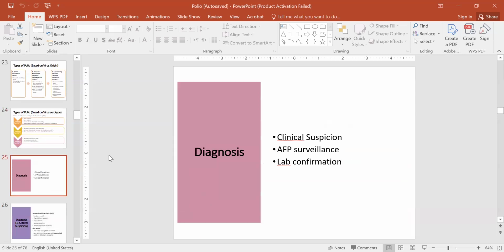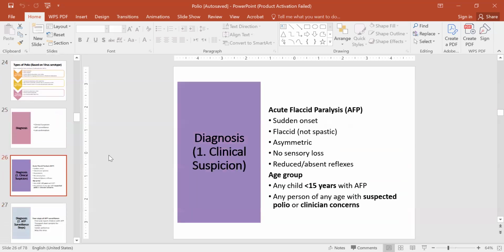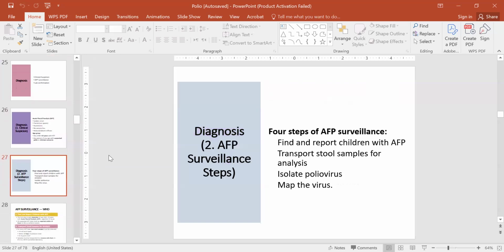So the diagnosis is based on clinical suspicion, AFP surveillance (AFP is acute flaccid paralysis), and lab confirmation. First of all, we will go through the clinical suspicion. As discussed earlier, acute flaccid paralysis is sudden onset, flaccid, asymmetric, with no sensory loss and reduced or absent reflexes. And the age group mostly affected is less than 15 years, or any age group if suspected by the clinician.